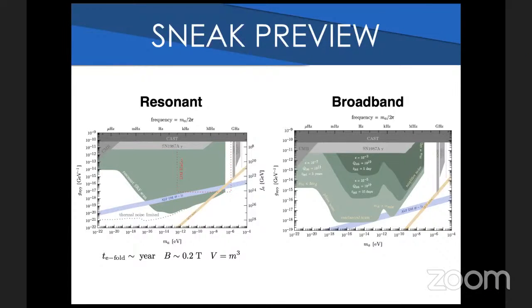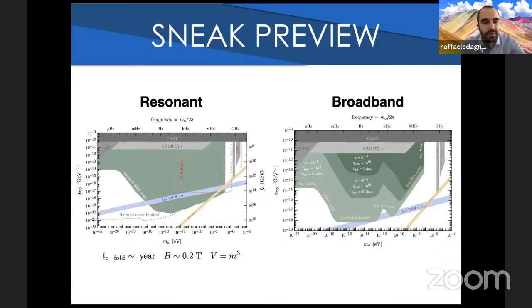Actually, my original question is, I naively guessed that the noise will be increasing for smaller axion mass, but here, starting from the 10 to the minus 7 upper bound, it shows that the sensitivity tends to increase for smaller axion mass. Yes. Let me see if I have a plot of the noise in the backup.